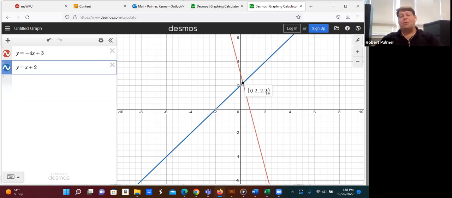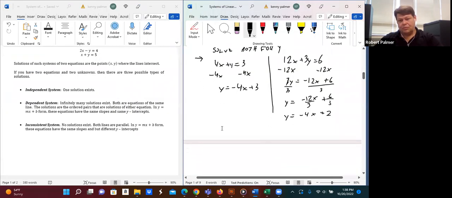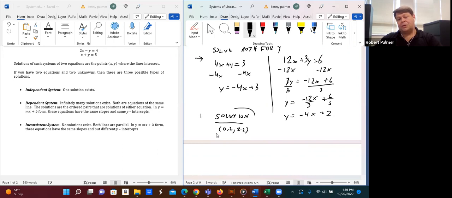All right, so in this case, that's the only solution. This is an independent system. That's the only solution because that's the only place where they intersect. So then our solution is 0.2 and 2.2. That's the only solution. That's where they intersect. This is an independent system.